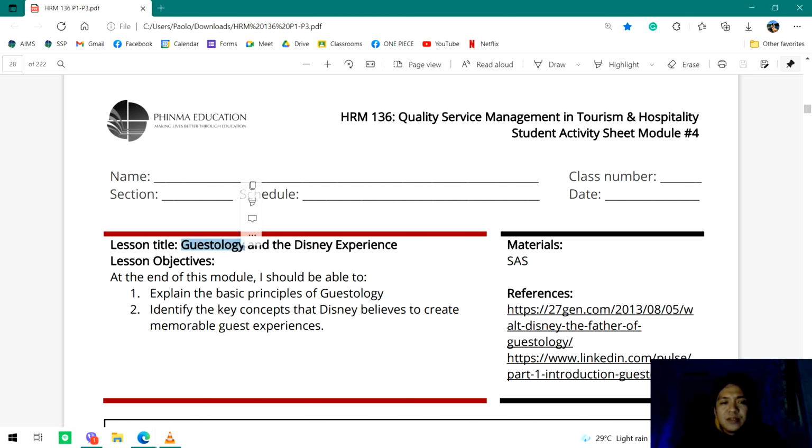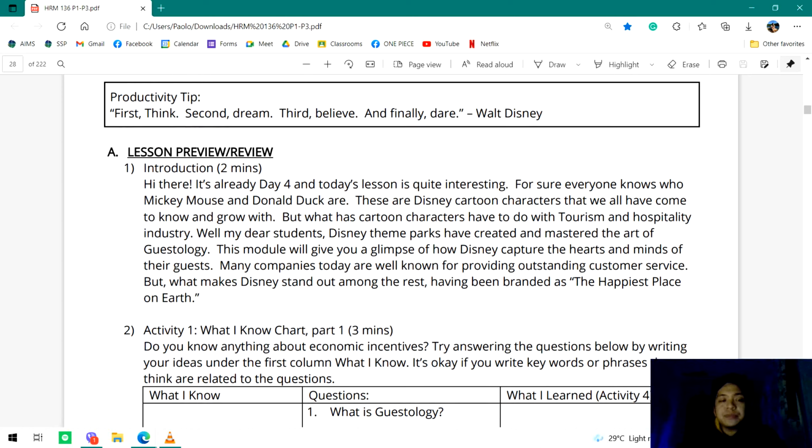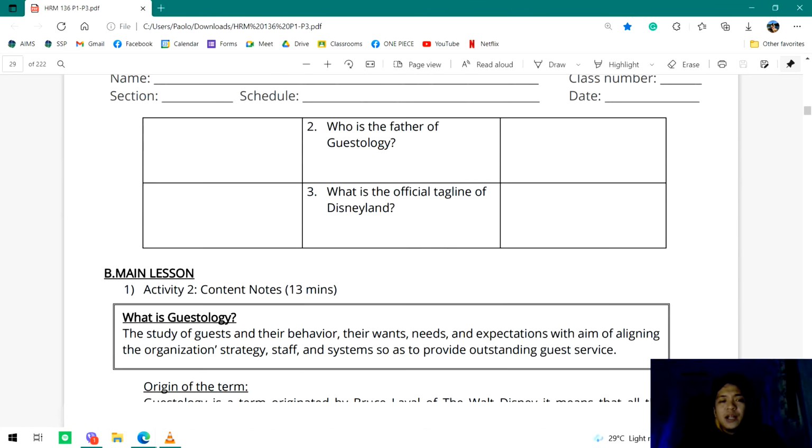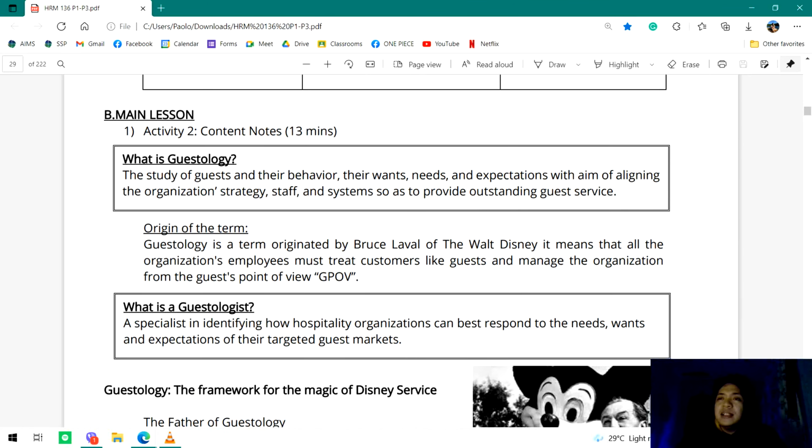And our topic for today is mainly focused around the term guestology. For the first part of our discussion, we will try to identify and define guestology and look back on the history of how this term has come into effect with the help of the Disney experience. So let's begin. Ano nga ba ang guestology?